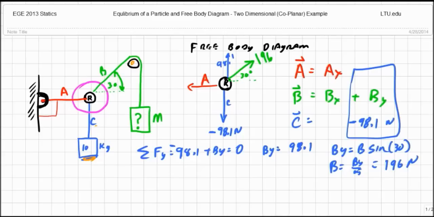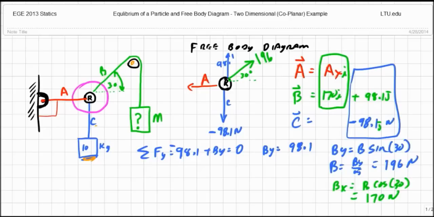Now if I know B, I can calculate B x, because B x is simply B cosine of 30 degrees, and that's going to be equal to 170 newtons. So I can substitute that in up here. I should have put in the i's and j's, I'm sorry. 170 i, and what did I say? It was 98.1 j.